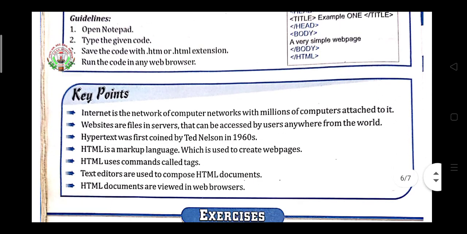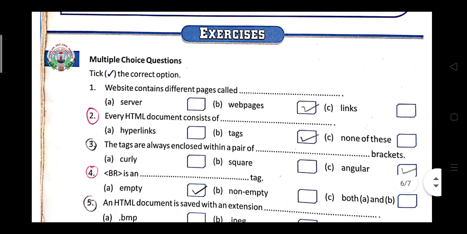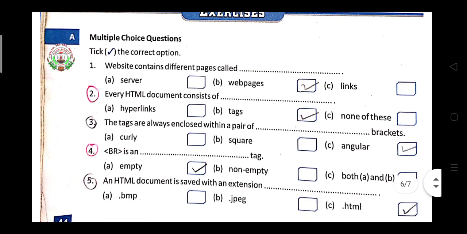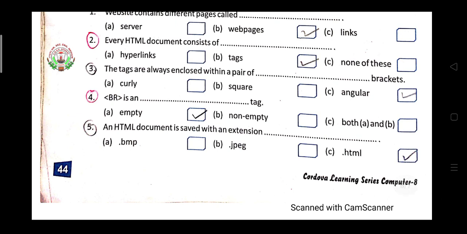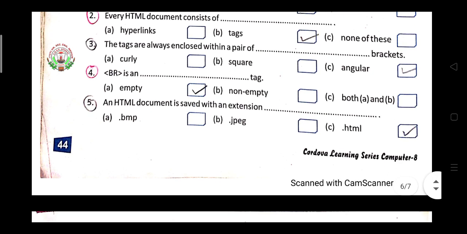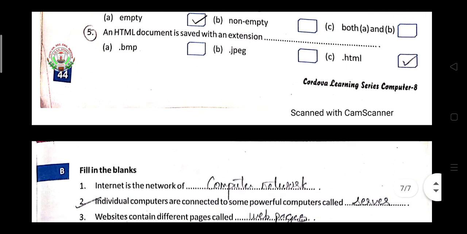Now come to the exercise, and listen students, this MCQ also you have to write in your computer fair notebook. First question is, website contains different pages called web pages. Then second, every HTML document consists of tags. Then third, the tags are always enclosed within a pair of angular brackets. Fourth, BR tag is an empty tag. And fifth, an HTML document is saved with an extension .html.